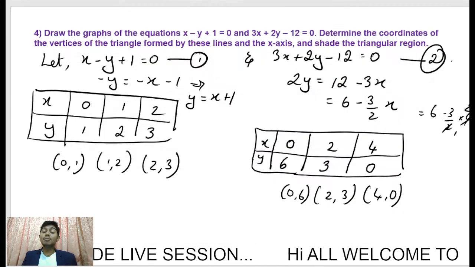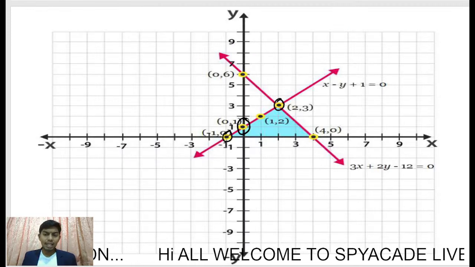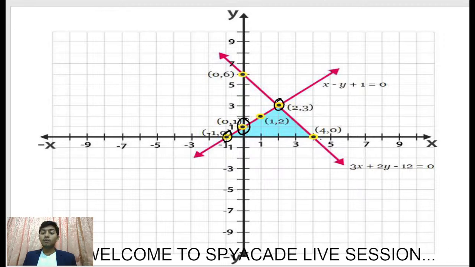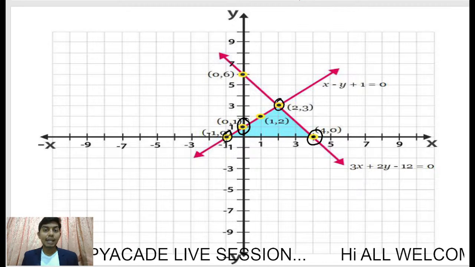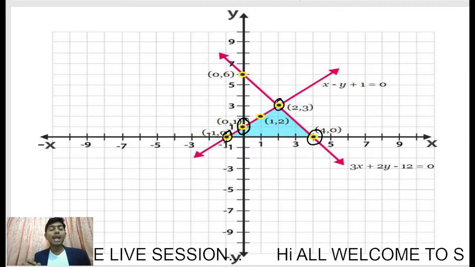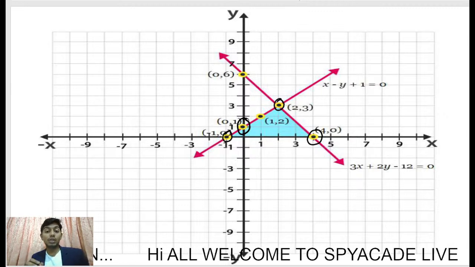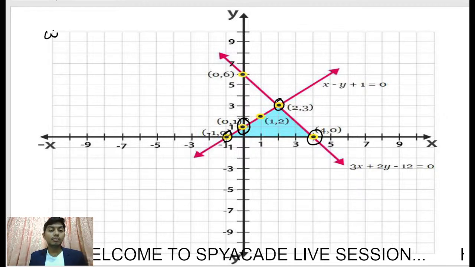Okay, that is 3x plus 2y minus 12. So for that we got another 3 points. What are those 3 points which we got? 4, 0. Which means in x-axis you have to select 4 and in y-axis it is to be 0. So whenever x is equal to 0, understand this point and make a note.